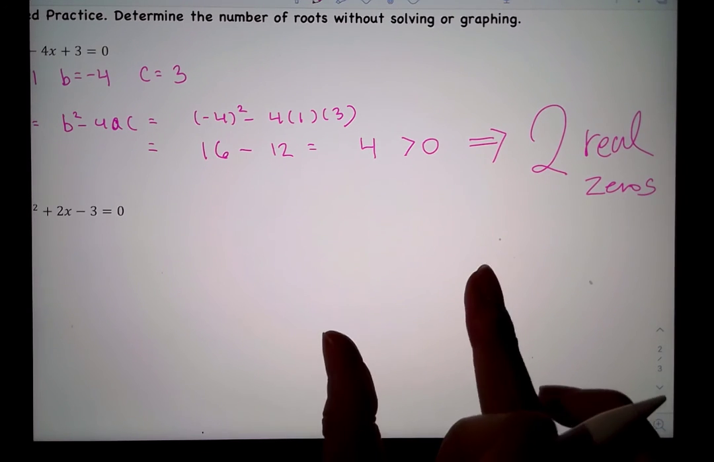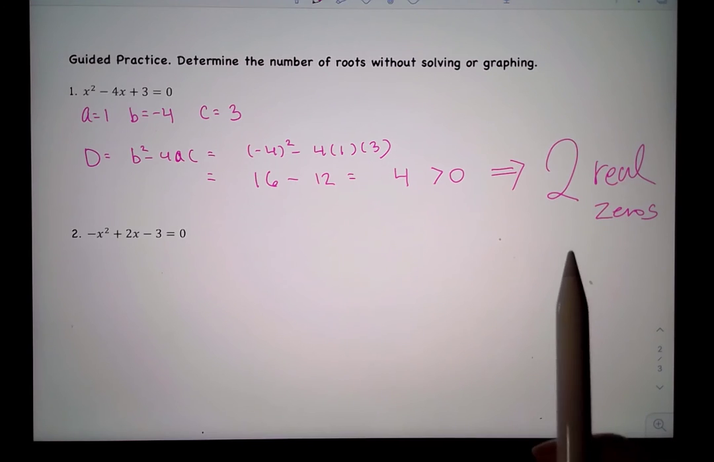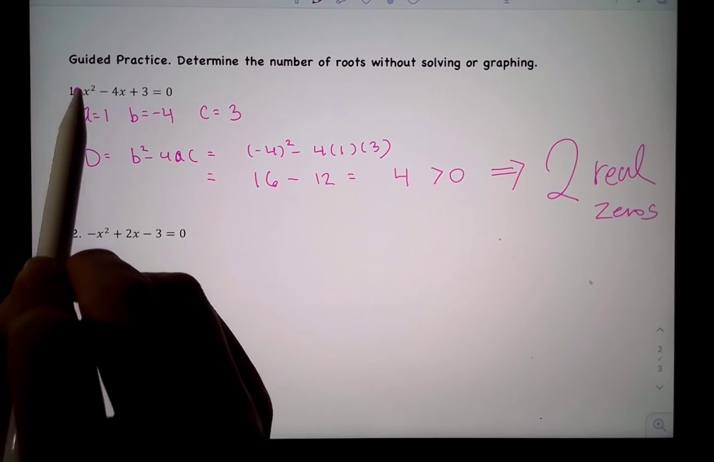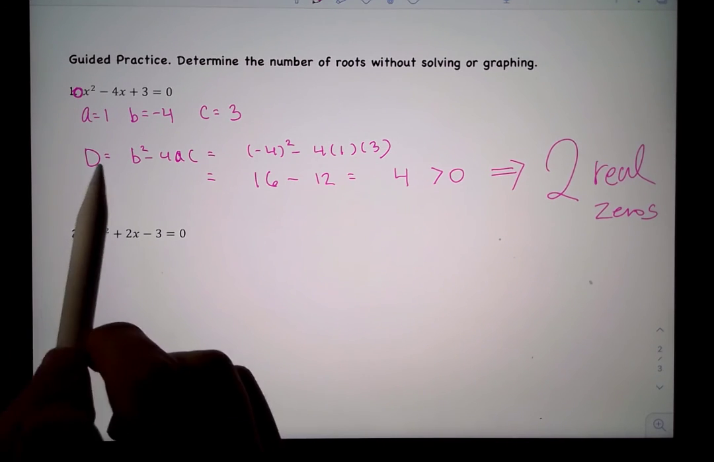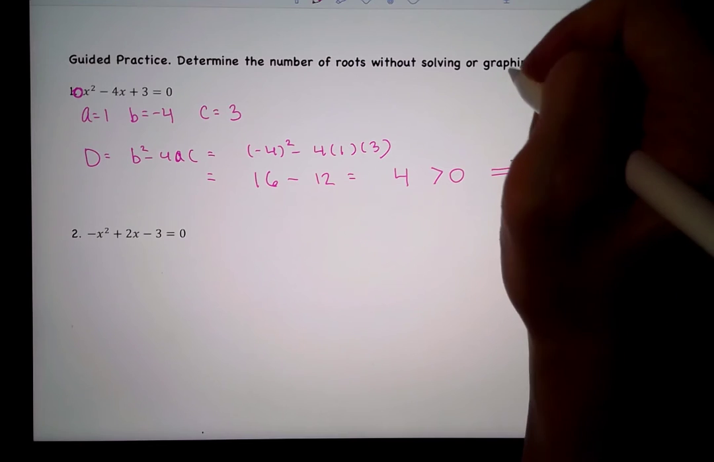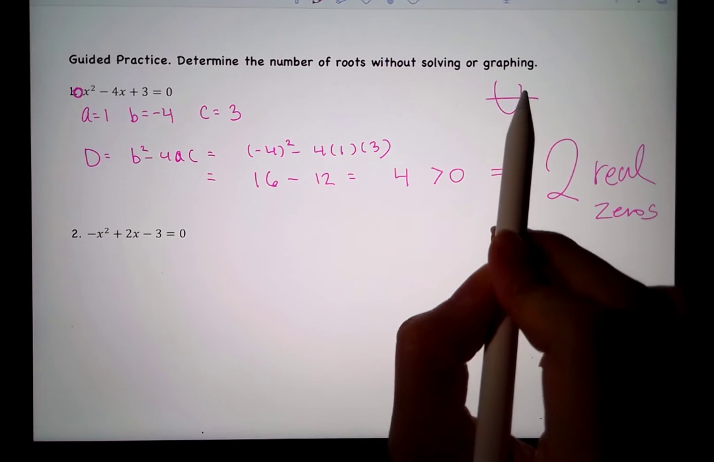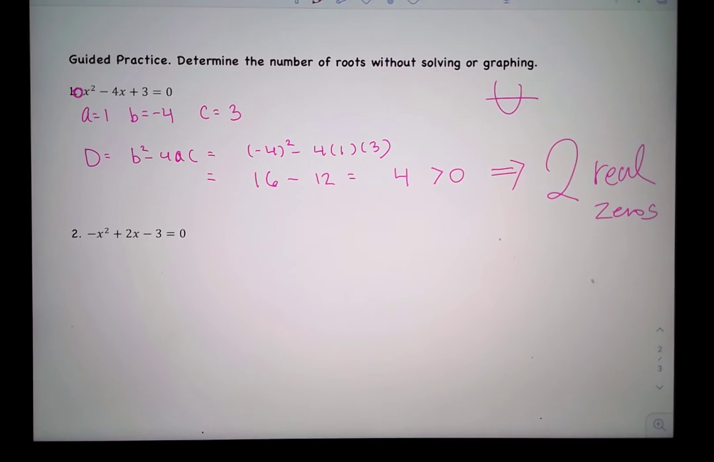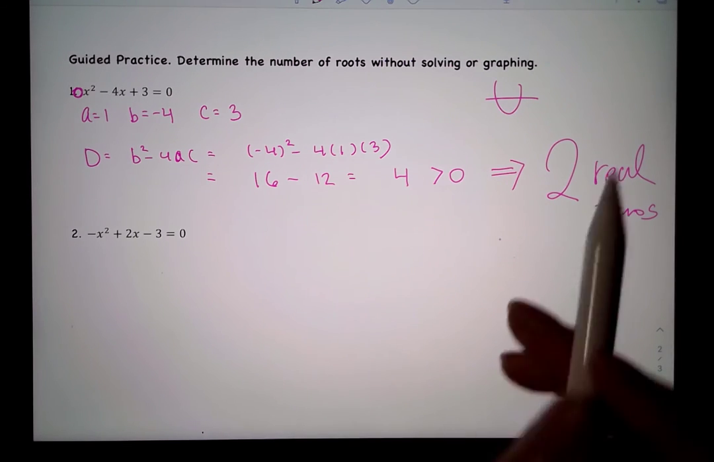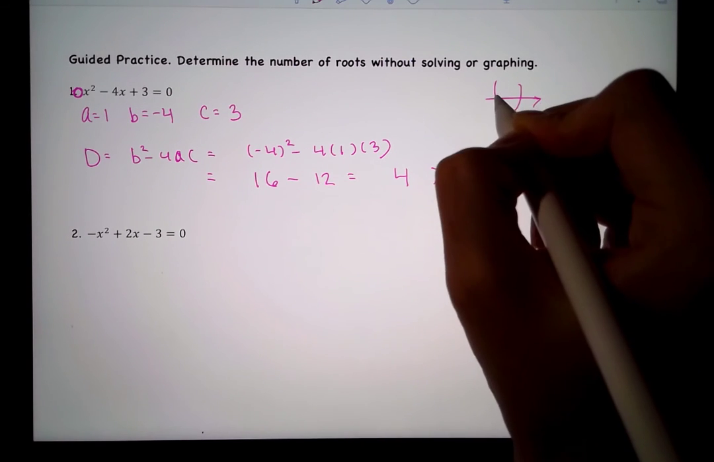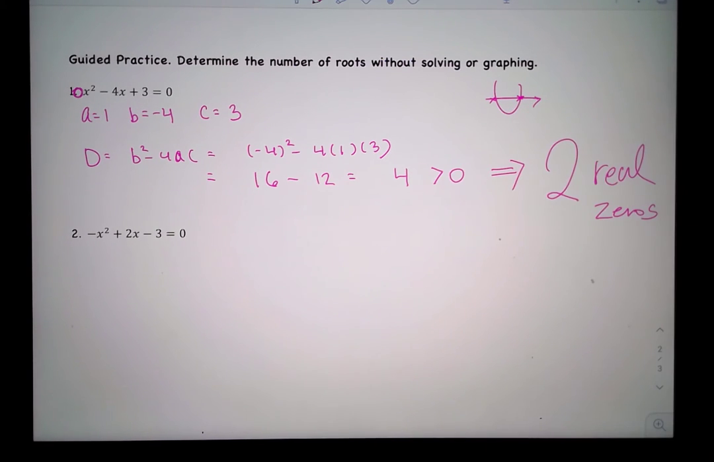And also, you can think about the graph shape, right? We are not graphing the exact form, but look, a is positive, and your D gives 2 real zeros, so the graph looks like this. I don't know what the solution is, but anyway, the graph passes through the x-axis twice, like this, right? And then let's look at number 2.